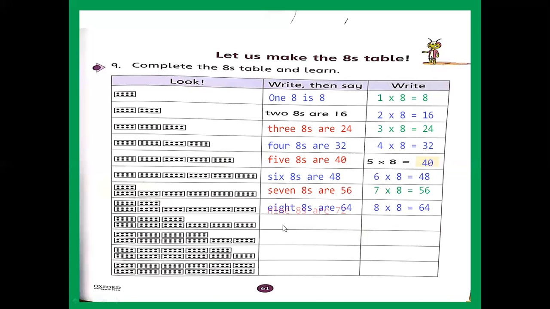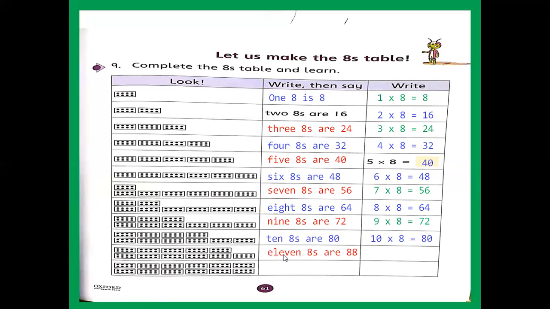1, 2, 3, 4, 5, 6, 7, 8, 9. Right here 9 8s are 72. And here write 9 × 8 = 72, and read as 9 8s are 72. Right. 1, 2, 3, 4, 5, 6, 7, 8, 9, 10. So right here 10 8s are 80. In the table shape, 10 8s are 80. So last column, you can say in the table shape.